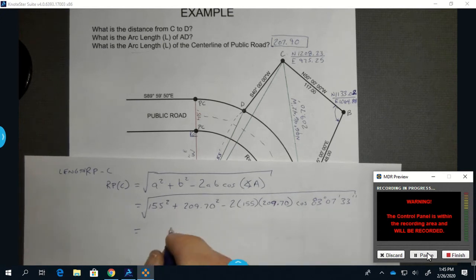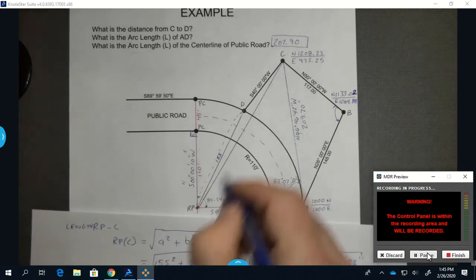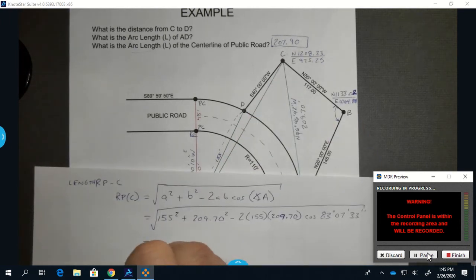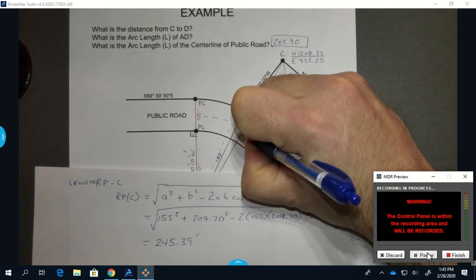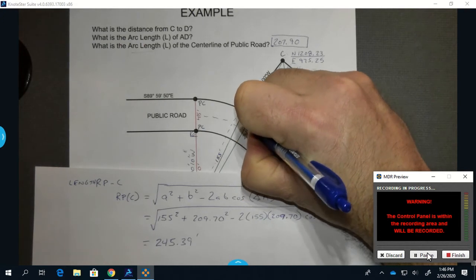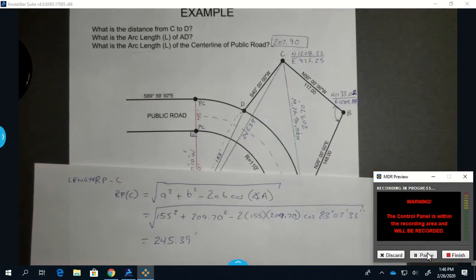All right, so our answer for the distance between RP and C will be 245.39 feet. So I'm going to label that. My distance here, 245.39 feet. All right? So we have that.